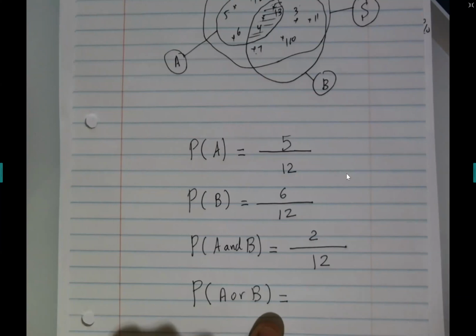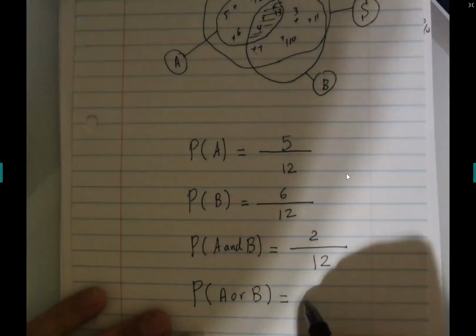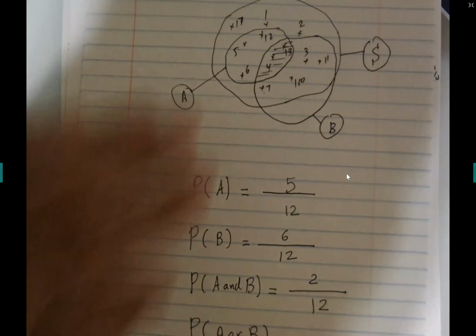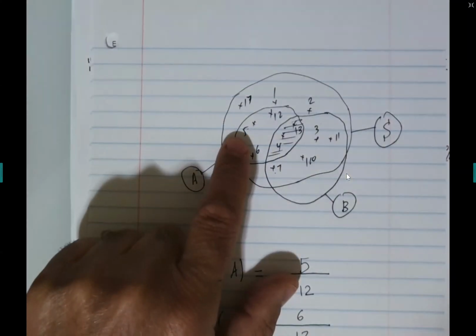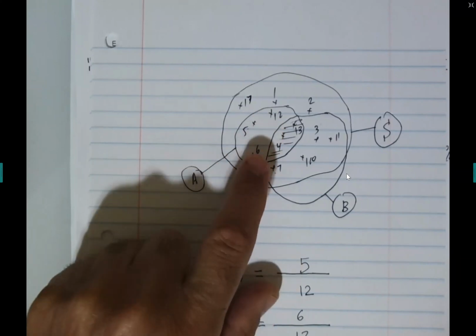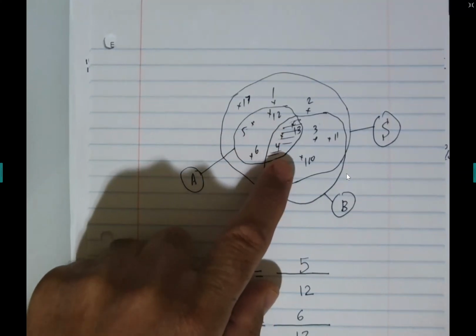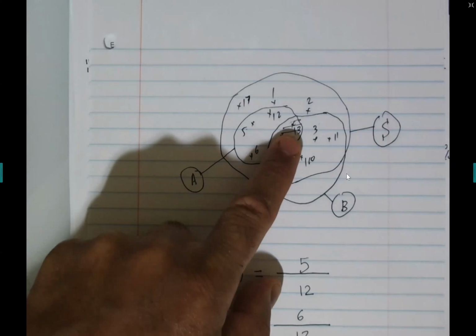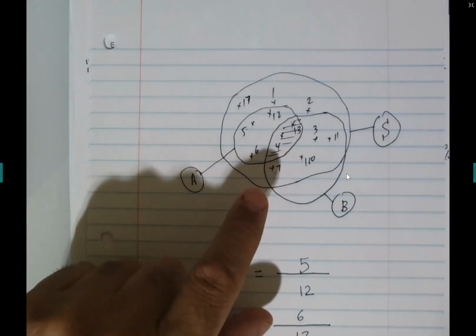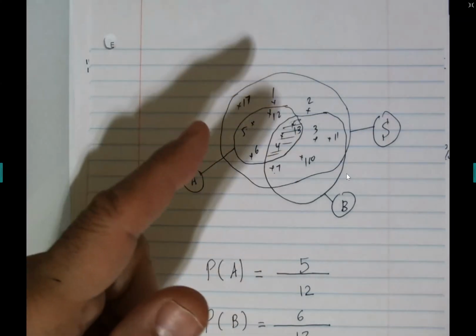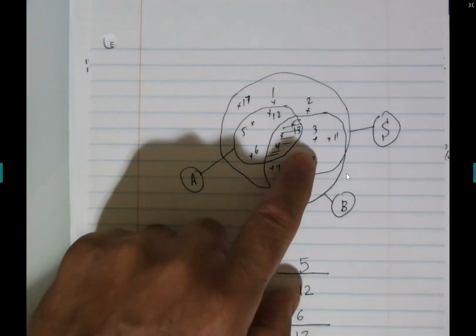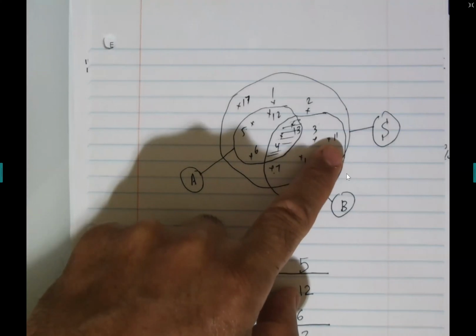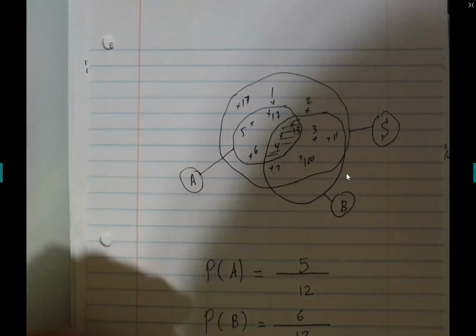So I would like you to count with me, guys. How many are there in A or B? Let's count them together. 1, 2, 3, 4, 5. Do I count 4, 13 again? You're not supposed to. 6, 7, 8, and then what? 9. So the answer is 9 out of 12.